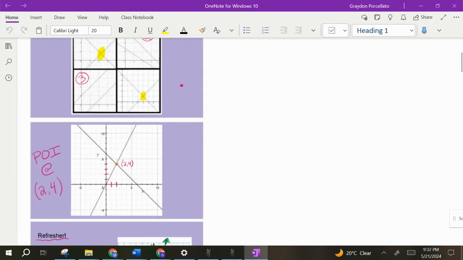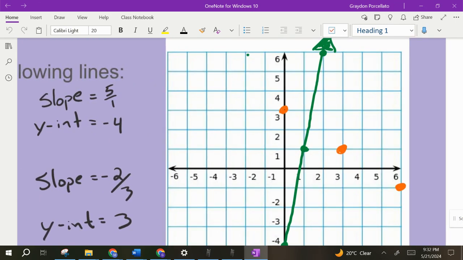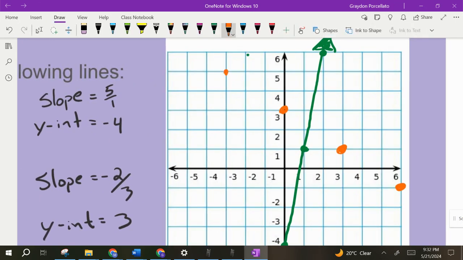Sorry about that. That's going to look like this. Okay. So that's how we graph those two lines.